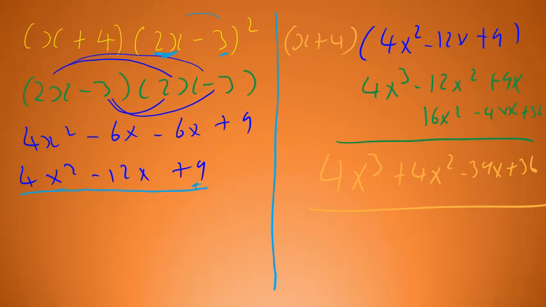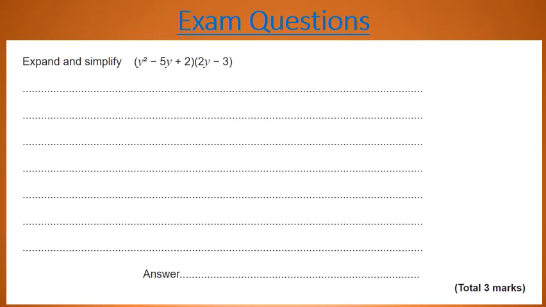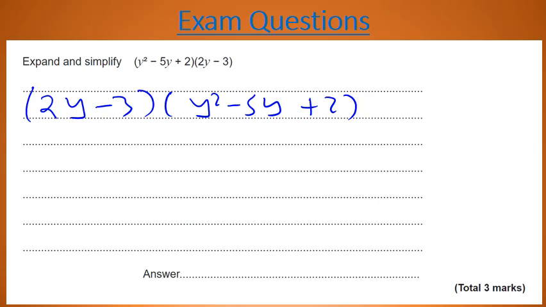What I have done is I've got 2 exam questions. To be honest with you, this one's quite straightforward really, because although it's going to be a cubic, it's just really expanding 2 brackets. That's kind of already been done for us. So what we can do here is I would be inclined to just rewrite this as 2y minus 3, and that's going to be y squared minus 5y plus 2, and we show the examiner every step.